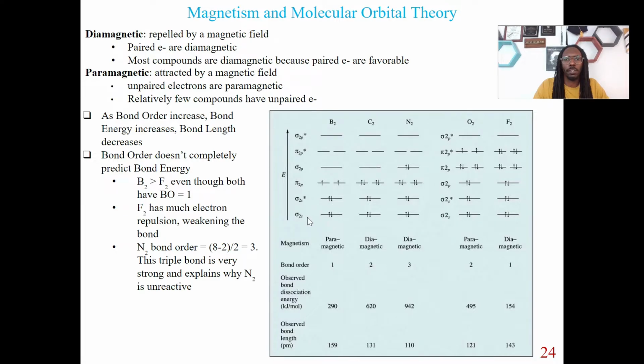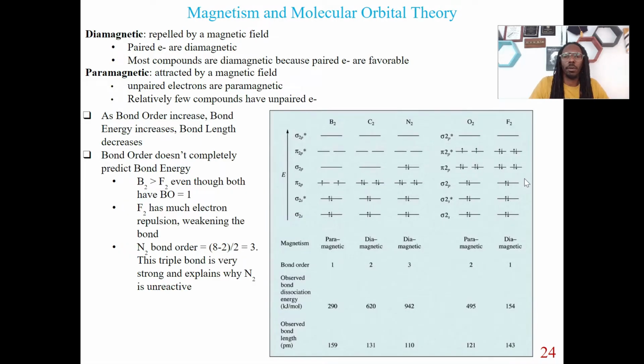In this case, we've got sigma 2s, sigma star 2s, pi 2p, sigma 2p, pi 2p star, and then sigma 2p star. And once again, this order is following boron, carbon, and nitrogen. And then we have a different order for oxygen and fluorine, in this case our sigma 2p changing with our pi 2p. And once again, look at our previous video to learn more about those molecular orbital theories.